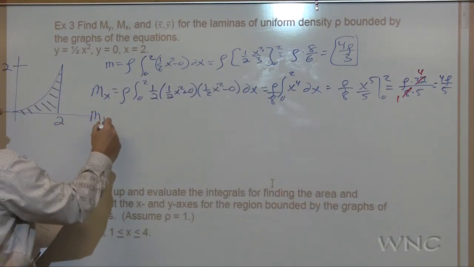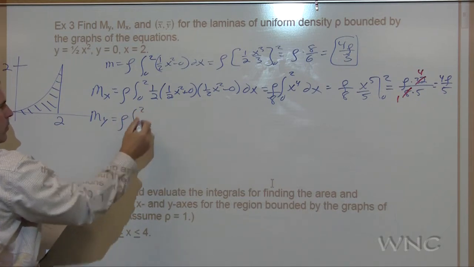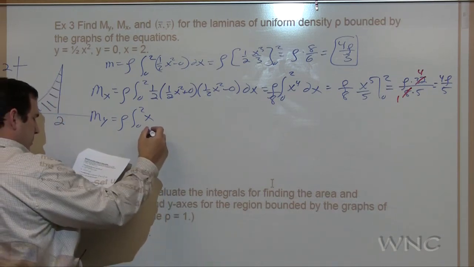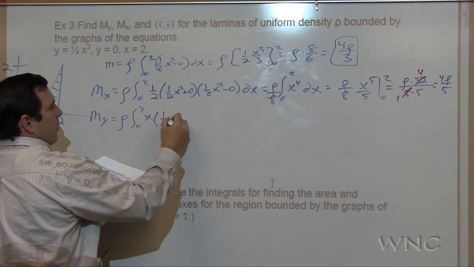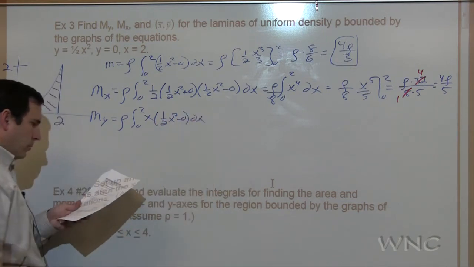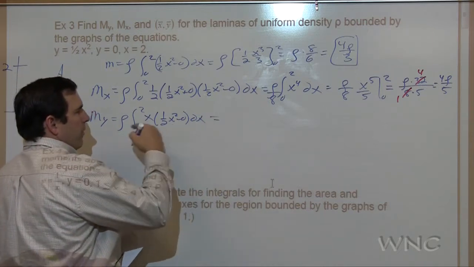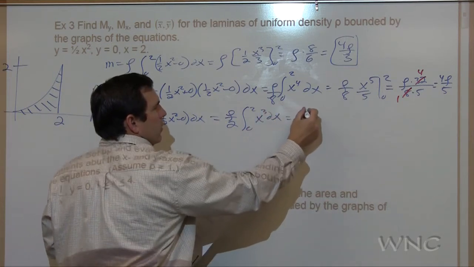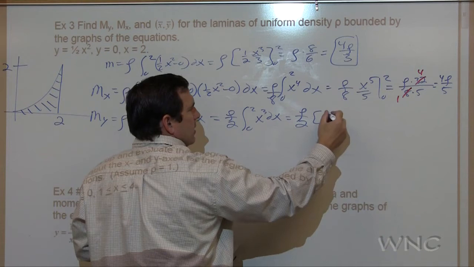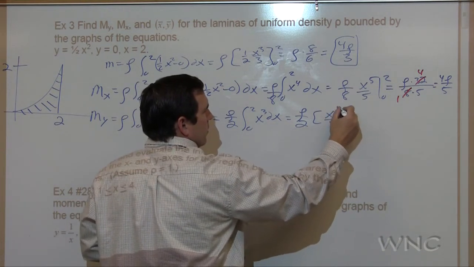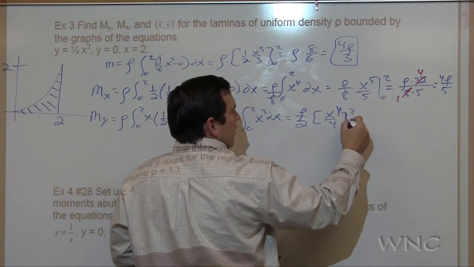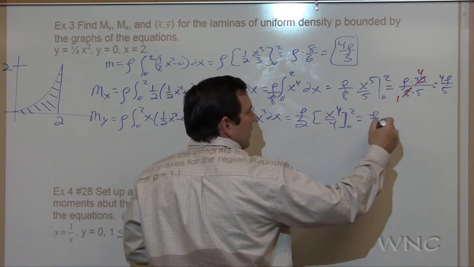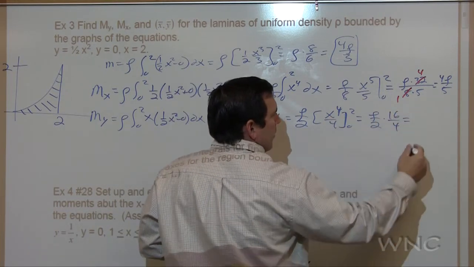For My, it's rho times the integral from 0 to 2 of x times 1/2 x squared minus 0 dx. Again, I'm going to pull this 1/2 out. That's rho over 2 times the integral from 0 to 2 of x cubed dx, which is rho over 2 times x to the 4th over 4 from 0 to 2. So that's rho over 2 times 2 to the 4th is 16 over 4, and that'll give us 2 rho.